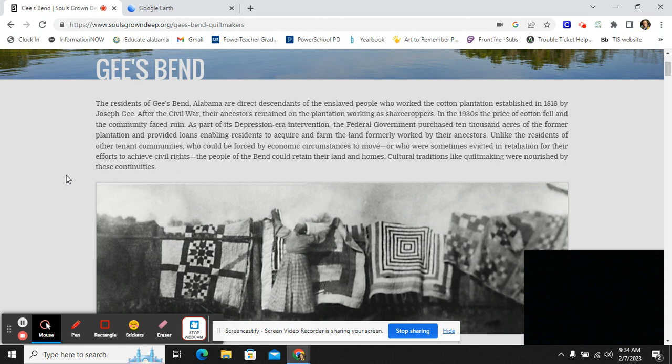Unlike the residents of other tenant communities who could be forced by economic circumstances to move, or who were sometimes evicted or removed in retaliation for their efforts to achieve civil rights, the people of the Bend could retain their land and homes. Cultural traditions like quilt making were nourished by these communities.